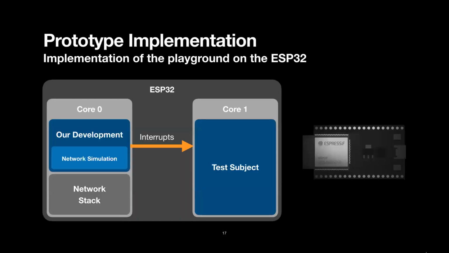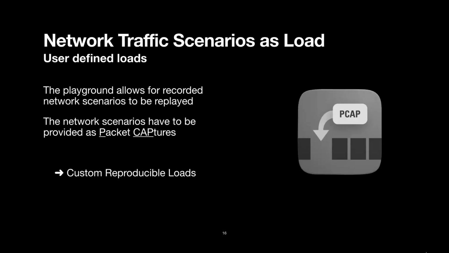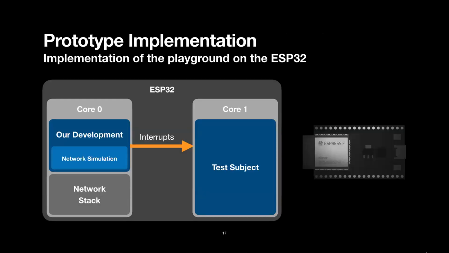And at the end of the approach, we want to quickly talk about the prototype implementation. We implemented the playground on the ESP32, which uses FreeRTOS. The ESP32 has a dual core, which is really nice for our playground because we can run our development playground with the included network simulation on one of the cores and the test subject on the other, where it can run unhindered until interrupts from the network simulation interrupt the test subject. We used this implementation to conduct some experiments, and Nick is going to present them to you.